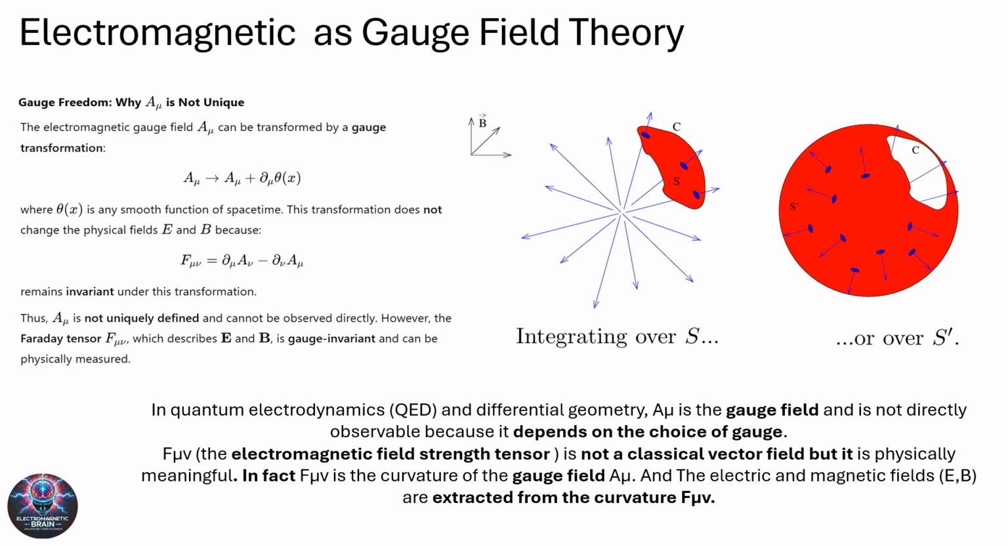This gauge-theoretic formulation is the foundation of quantum electrodynamics and extends to other fundamental forces in the Standard Model, where interactions are mediated by gauge fields. By adopting this perspective, we see that electromagnetism is not just a force, but a manifestation of underlying geometric and topological structures, making it a key example of how gauge symmetries shape modern physics.